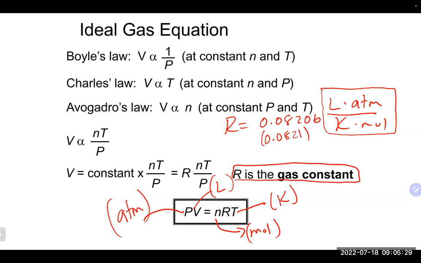So if you go through a problem, you've got a pressure, you've got some volume, you've got maybe some moles, and you're looking for temperature, but you're missing R. That again is a value that you should always have.